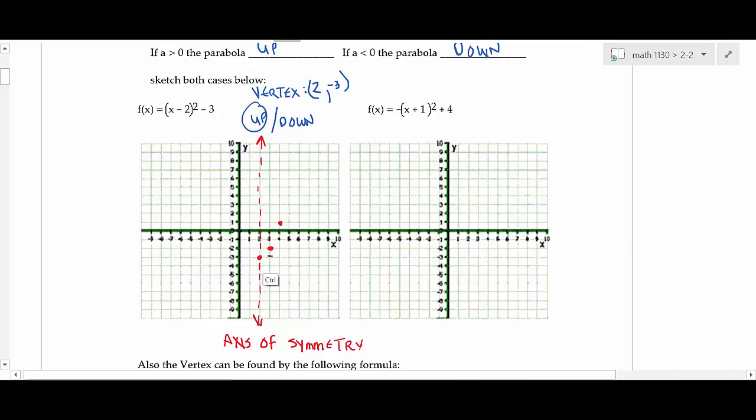Go back to the vertex and go 3 over, and then the square of 3 is 9, so you go 1, 2, 3, 4, 5, 6, 7, 8, 9. So if you do that, you've got a series of really accurate points on your parabola. And then we have an axis of symmetry.